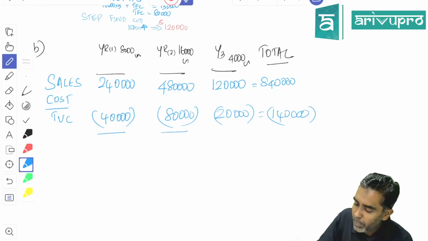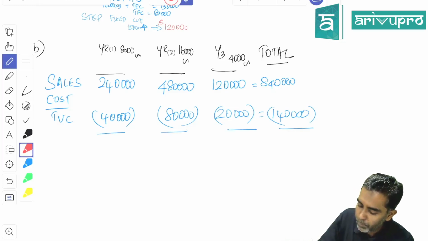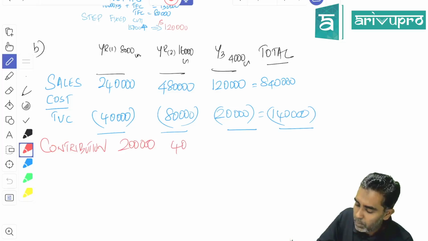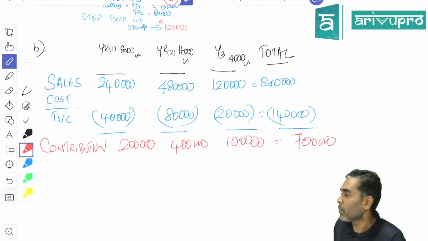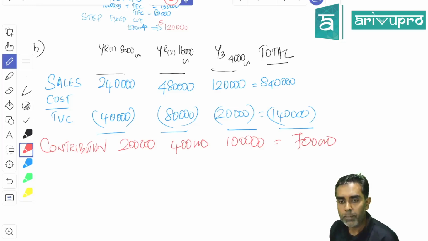Now we can get the contributions. This is 200,000. This is 400,000. This is 100,000. Altogether, the company's contribution is 700,000. Clear? Is that understandable? Look, the question is a very, very easy question. This is the bonus question in the exam.